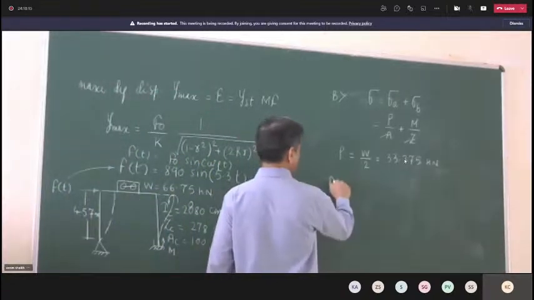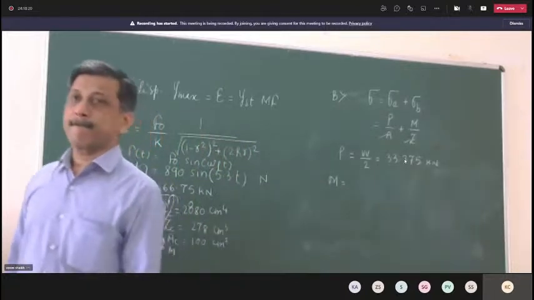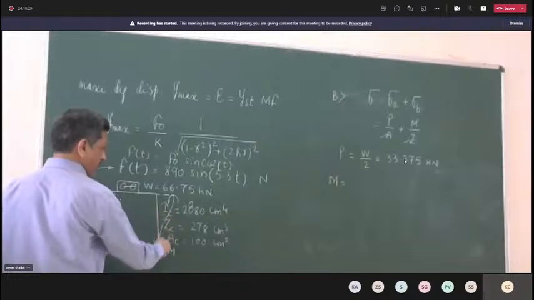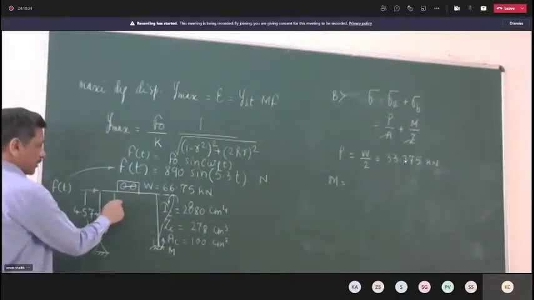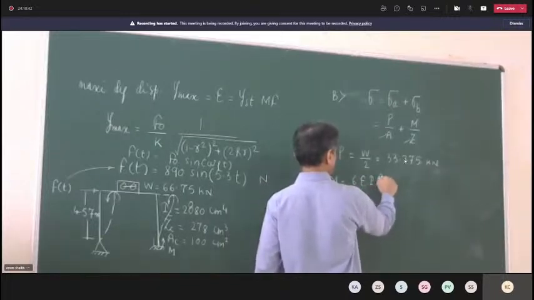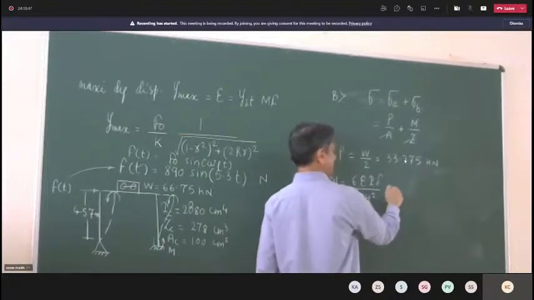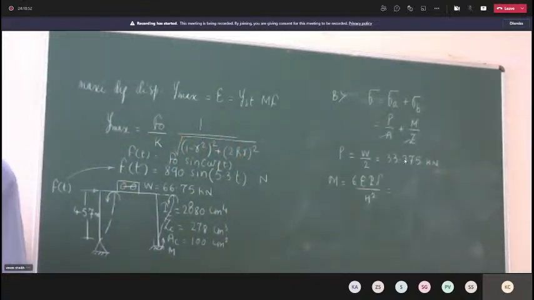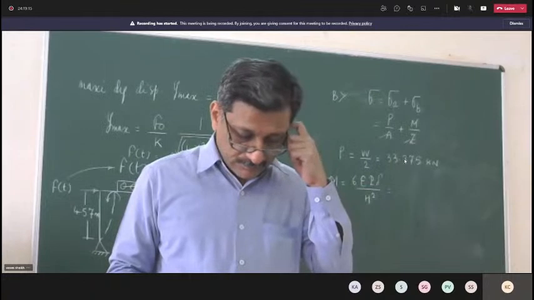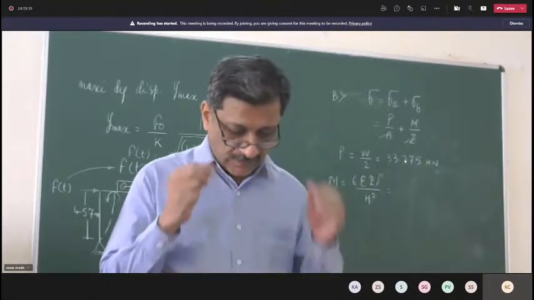What's the bending moment M? Bending moment M is 6 EI delta upon h square, and in this column it is 3 EI delta upon h square. I'll be taking the maximum of the two, 6 EI delta upon h square. Everything you know. What is delta? We calculated it just now, 1.24 something into 10 raised to minus 3 meters. Substitute and tell me the bending moment. Take everything in proper units.